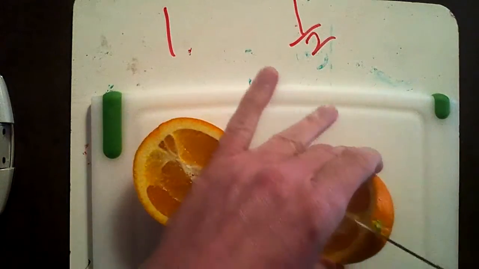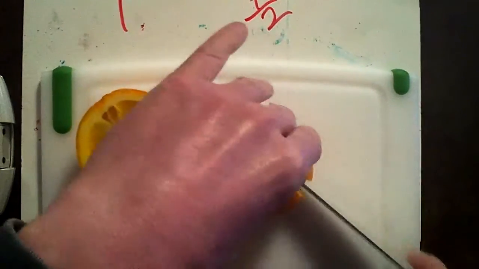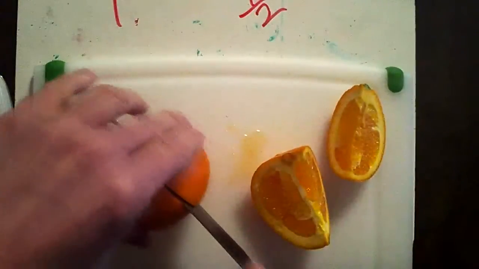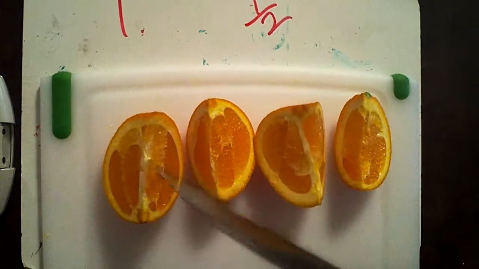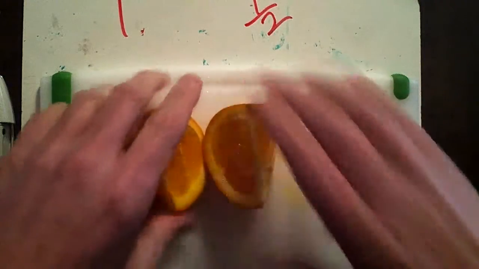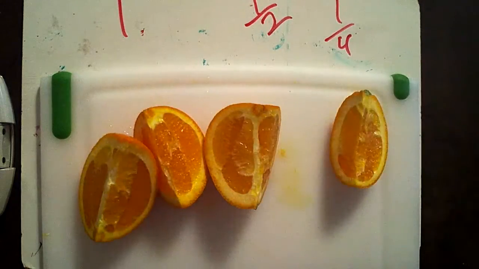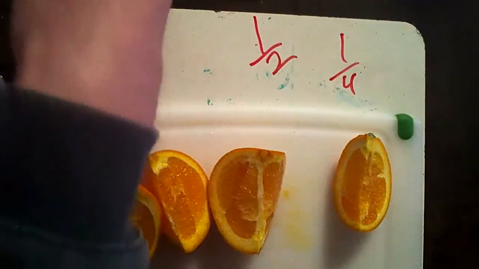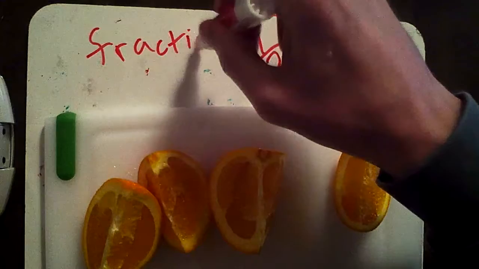But then I could cut it up even more, like this, and this. Now, how many parts do I have? 1, 2, 3, 4. So then this 1 part here, this would be 1/4, right? And hopefully by this point you know what we're talking about. What these are called here, fractions, right? And that's what we're starting to talk about.